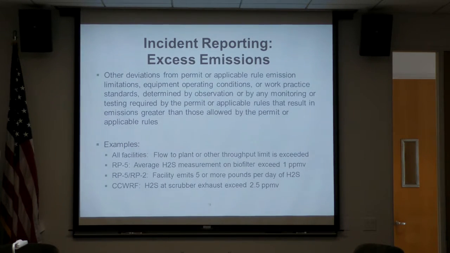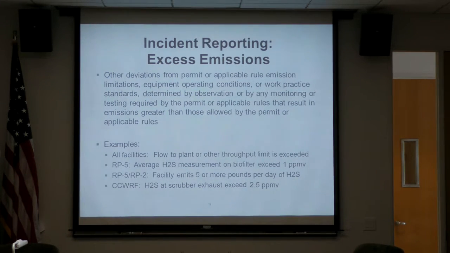The next type of deviation is known as the excess emissions, and these are any monitoring tests required or observations in which the emissions exceed the permit or applicable rules. So for all of our facilities, this would be if our throughput exceeds the throughput limit, mainly because, for example, for our wastewater treatment plants, if we exceed our permitted limit influent flow to the plant, that would be an increase of VOC emissions.